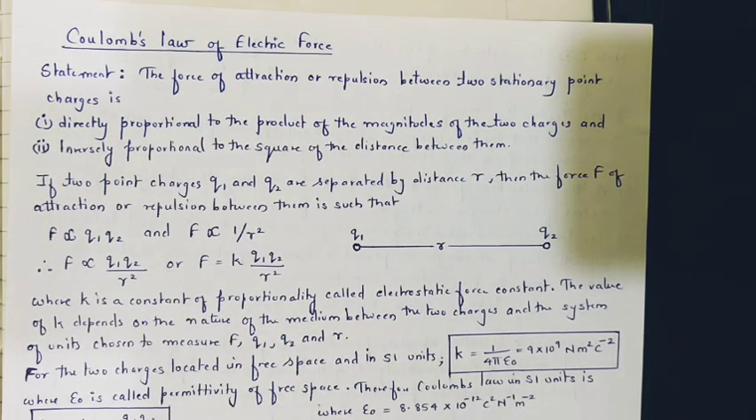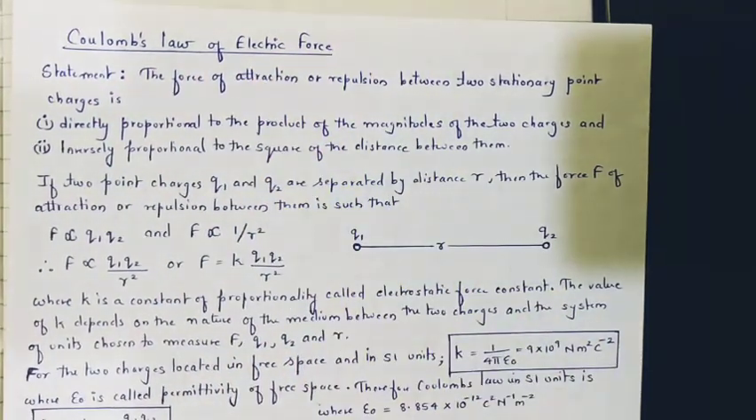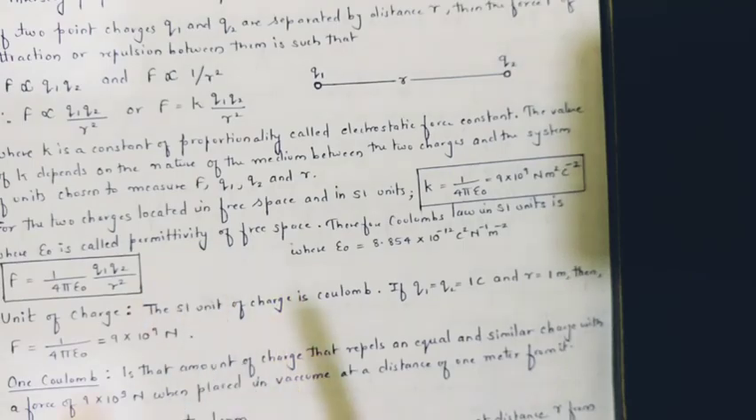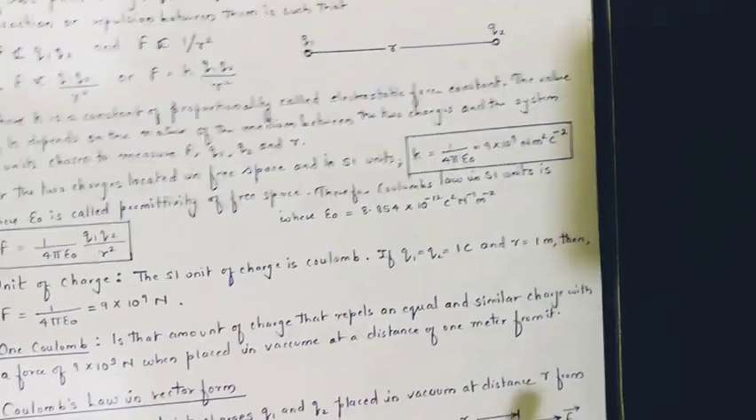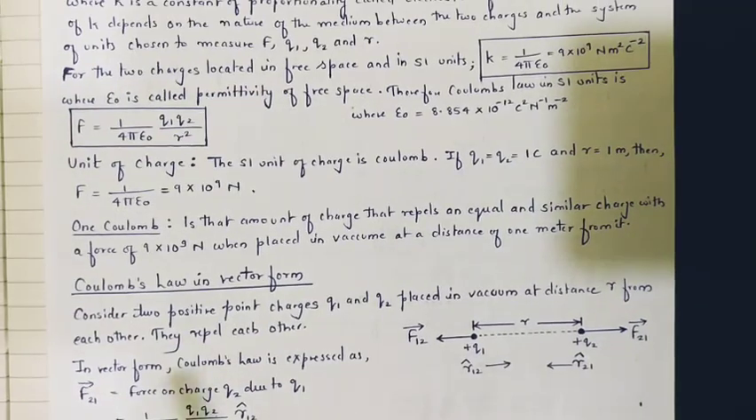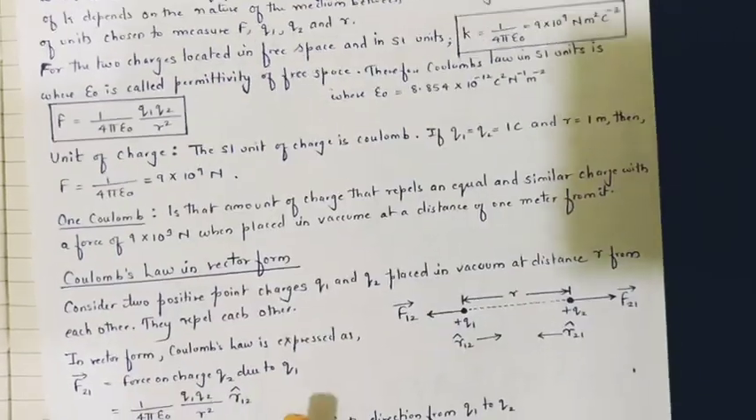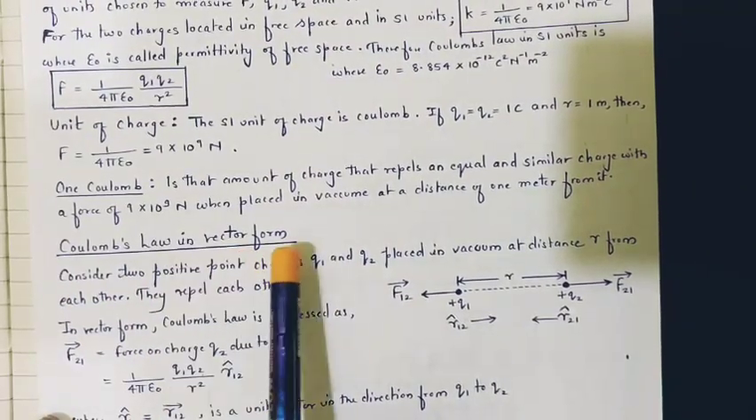In our previous class, we studied Coulomb's law of electric force. I explained the statement, the formula, all the related constants and all the related units, and at the end we defined what is 1 coulomb, if you remember, right? In this class, we are going to study this Coulomb's law in the vector form.